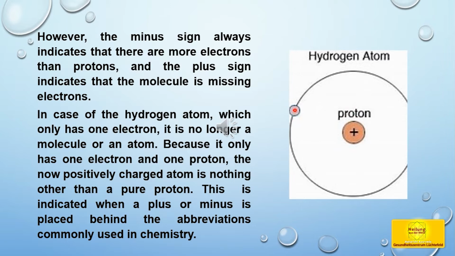However, the minus sign always indicates that there are more electrons than protons, and the plus sign indicates that the molecule is missing electrons. In case of the hydrogen atom, which only has 1 electron, it is no longer a molecule or an atom. Because it only has 1 electron and 1 proton, the now positively charged atom is nothing other than a pure proton.